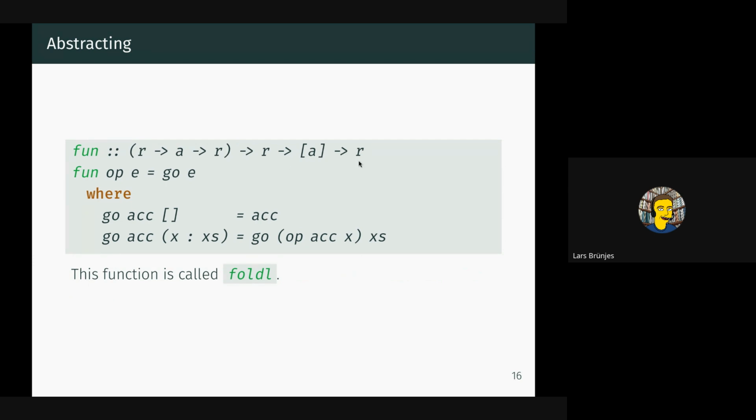R is the result type, A is the type of the list elements. So the accumulator has the same type as the result type. This is the initial value for the empty list, and this is the function to update the accumulator: given the old value of the accumulator and the head of the list, what is the new value of the accumulator? And this thing is called foldl, for left fold.